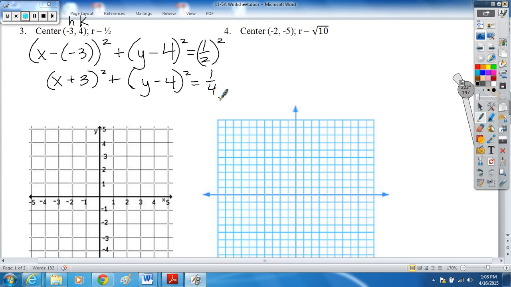So if we look here, -3: 1, 2, 3, and +4: 1, 2, 3, 4, placing my point right there. I'm going to use a half. So I go up a half, over a half, down a half, and left a half. And then we just go ahead and connect all those points. Something like that. That's what we're looking for.